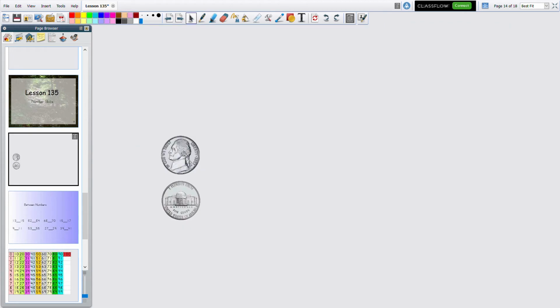Let's go to the next slide. These are nickels. We've worked with nickels before. If you look down here at this bottom one, it actually says 5 cents. Remember those? We count by fives. So let's count by fives. This is heads and this is tails. So he's got a ponytail, remember? So let's count by fives.